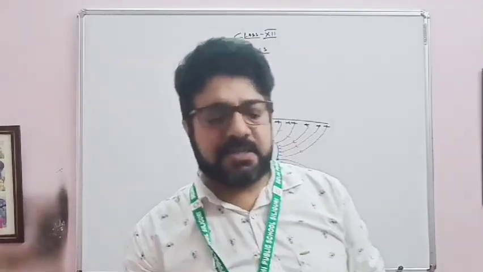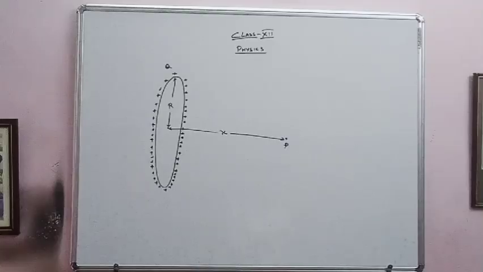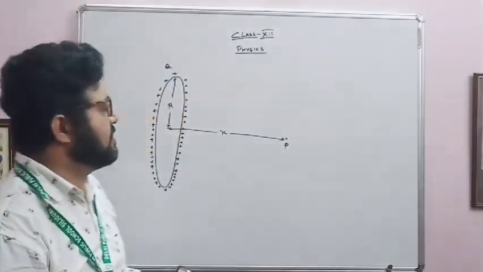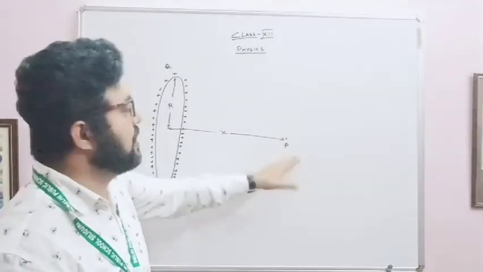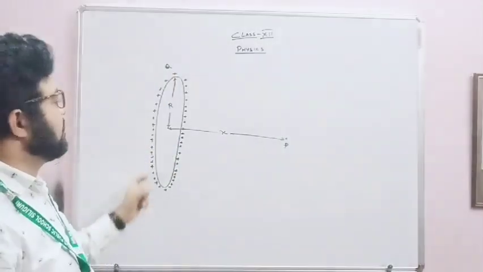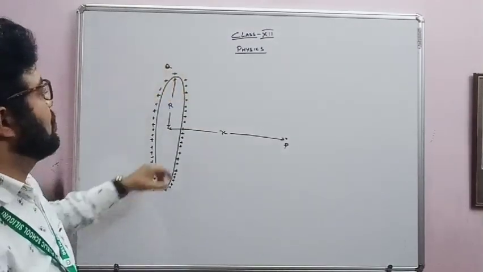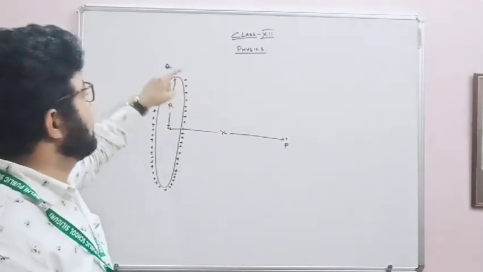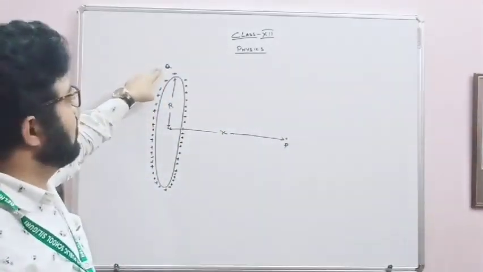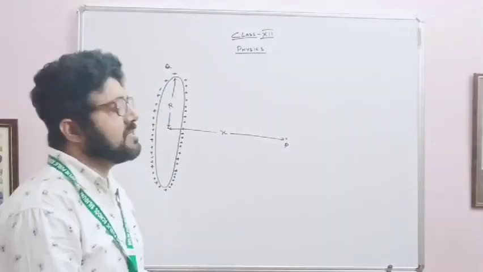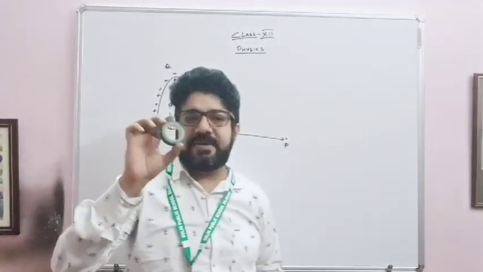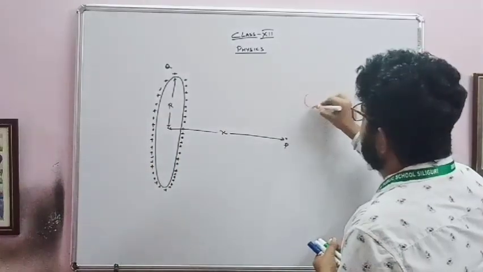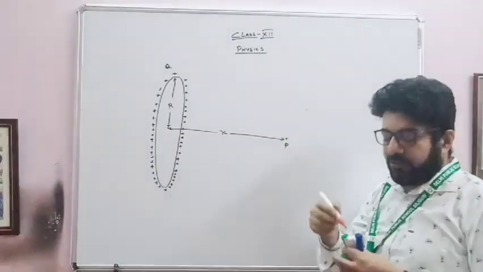My next topic is: find the electric field at point P, which is at a distance x from the center of a ring carrying charge Q whose radius is r. The question is to find the electric field at point P due to a charge-carrying circular ring. The amount of charge is Q and the radius is r. And see, this one is a ring. If we put it like this, it will look like a circle. But here it will look like an ellipse.